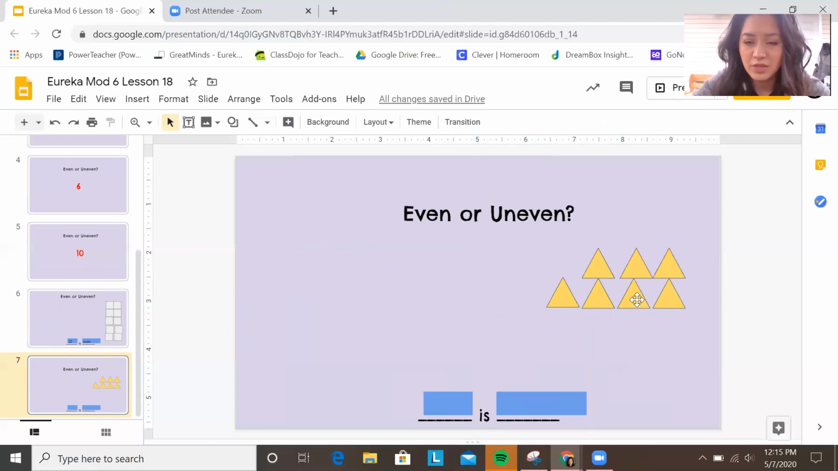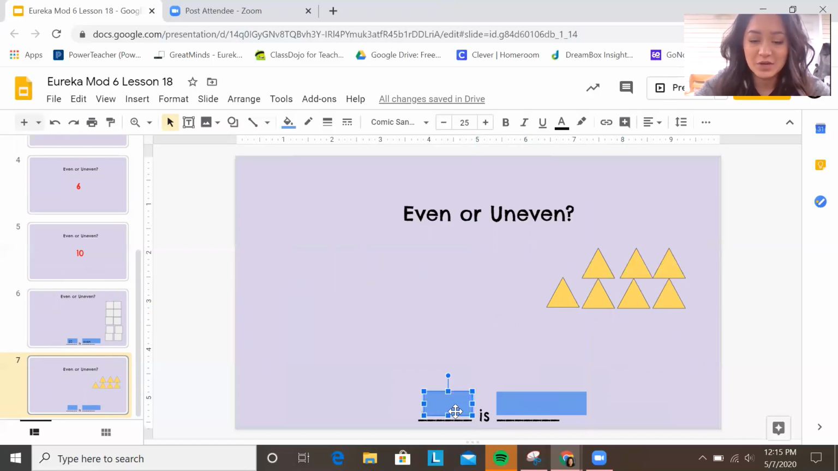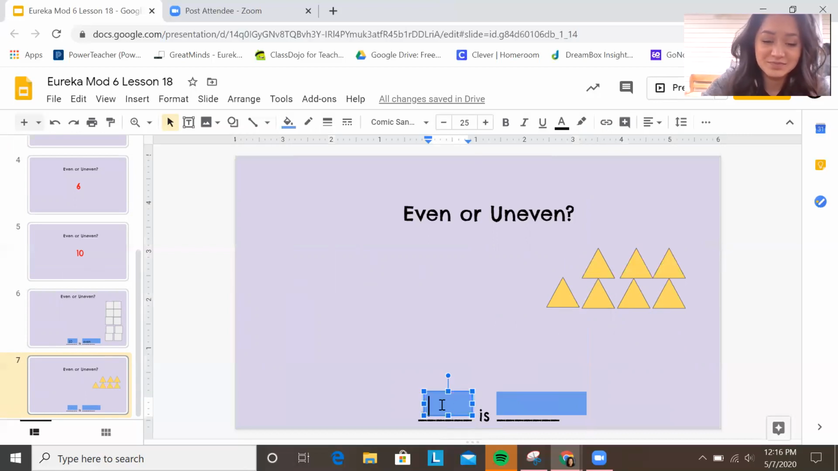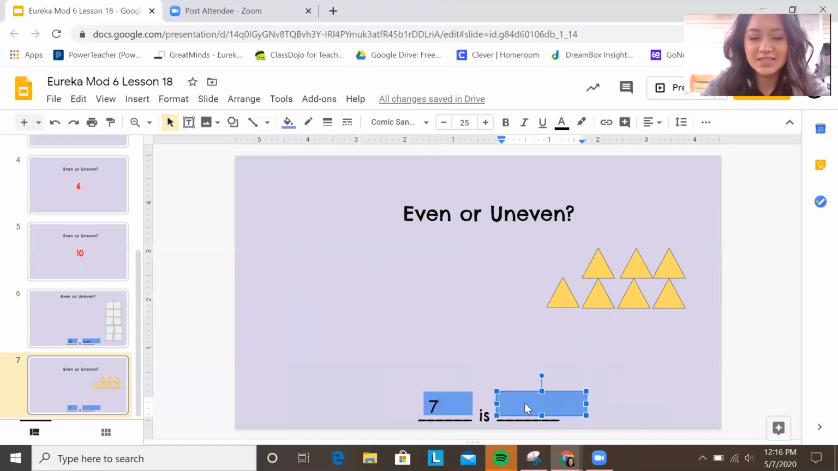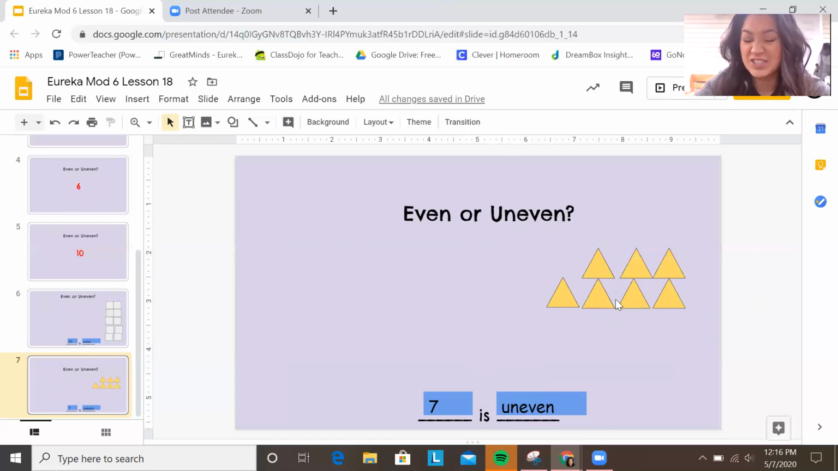1, 2, 3, 4, 5, 6, 7. So 7 is even or uneven? Even or uneven? It's uneven because not all of our groups have partners. It's not an even number amongst all of the groups. They don't have the same amount.